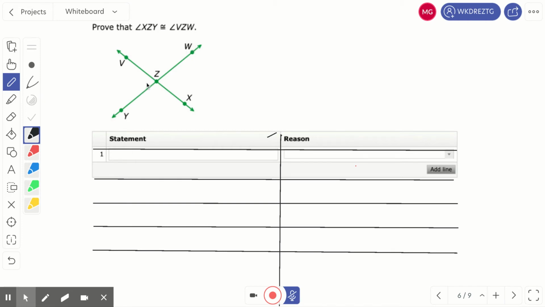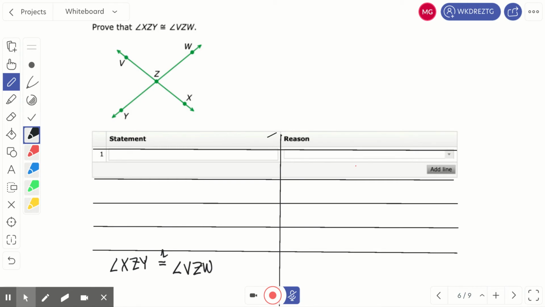Okay. So we know that this is going to be at the end because that is the overarching statement we need to prove. So let's go ahead and write that. Do I know how many lines down? No. You never quite know how many steps there will be in a proof. So let's just put it down here. Angle XZY is congruent to angle VZW.